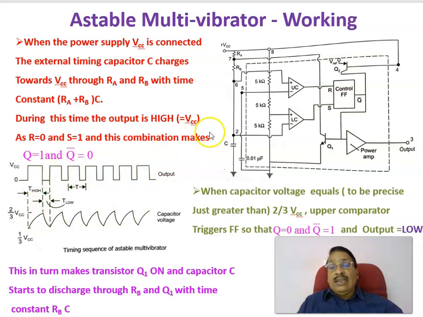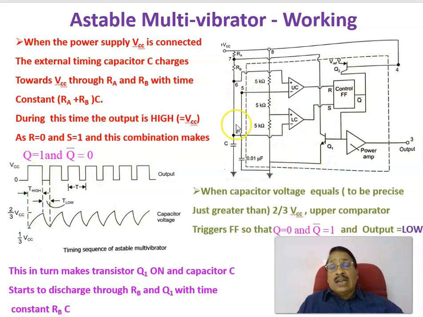Therefore, this is the way in which this is working. First, the capacitor is charged through RA and RB with a time constant RA plus RB into C. Once that voltage reaches 2 by 3 VCC, the upper comparator is turned on, and the reset pin is high, so the output is 0, or Q bar is equal to 1. As Q bar is equal to 1, the output goes to 0. That is happening at this point.